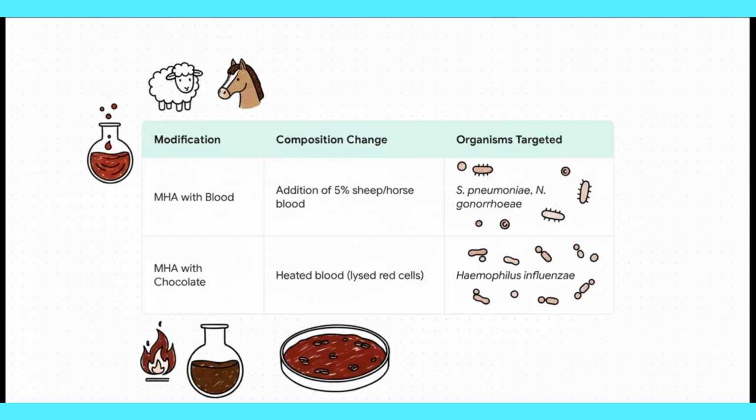For instance, you can add about 5% sheep's blood to create a richer medium that supports picky bugs like Streptococcus pneumoniae. Now, if you take that blood and you heat it up, you break open the red blood cells, which releases even more growth factors. This creates something called chocolate agar. And no, there's no actual chocolate in it, it's just the color. This version is what you need to grow really tough bacteria like Haemophilus influenzae.